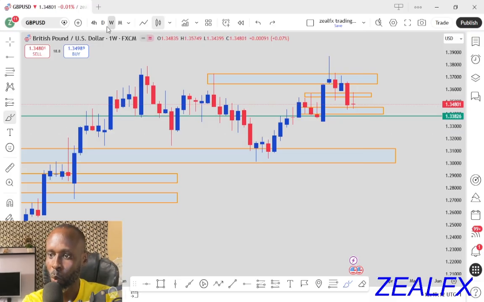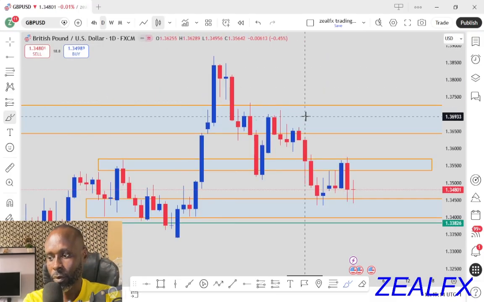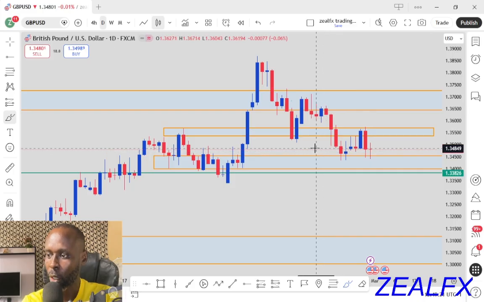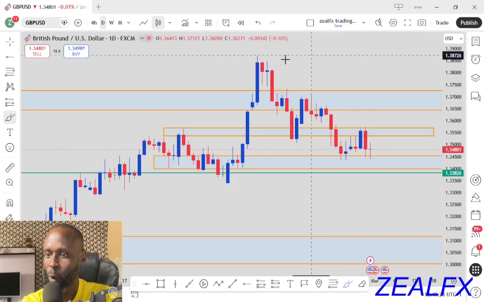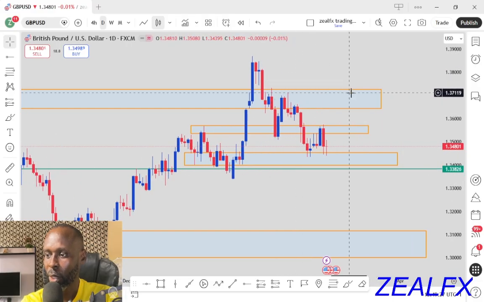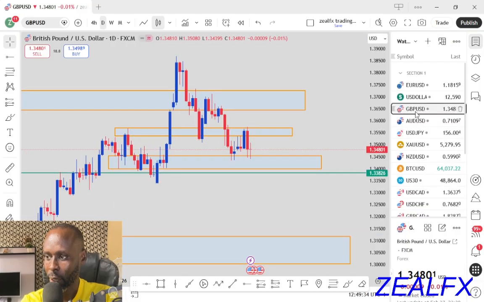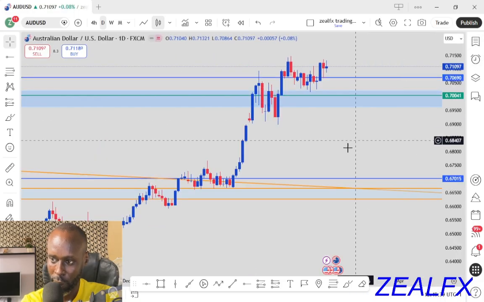So let's go back to our daily chart. On my daily chart, we still have a downtrend structure and we still have price close on the support level. So our job now is to wait for clear direction for pounds USD this week. Pounds USD this week is not that clear, so we have to wait for clear direction for us to sell the pounds USD. So let's look at the next pair, which is the Australia USD.